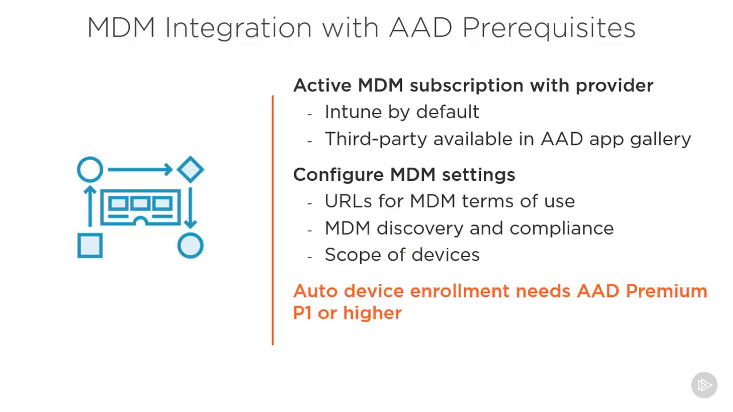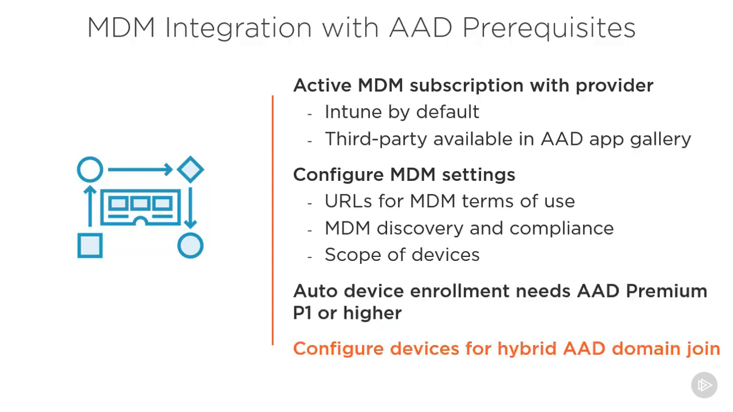If you want to use auto device enrollment, it's going to require Azure Active Directory Premium P1 or higher. And there's currently a P2 out there as well. If you have your on-prem AD environment and you want to be able to use domain join, you can't just do it with Active Directory on-prem by itself. You need to configure hybrid with Azure AD.